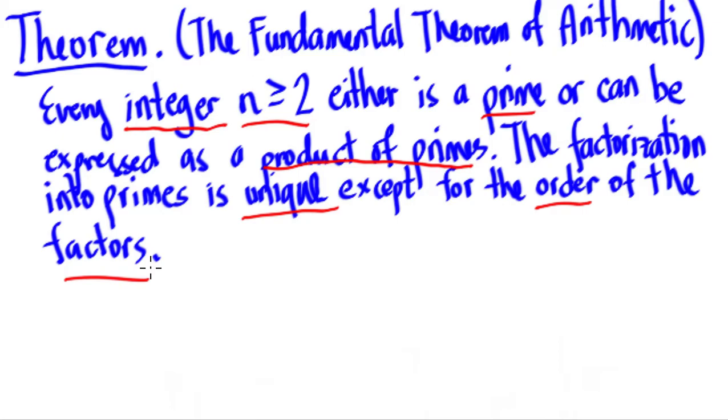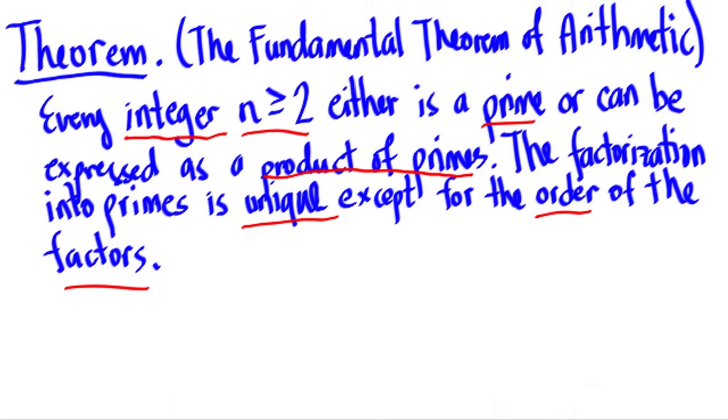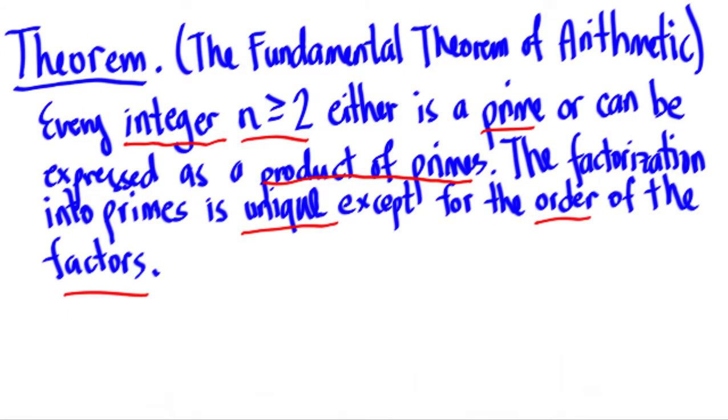So we say that 2 times 3 is equal to 3 times 2. For instance, 6 has a unique factorization. Since it's composite, it's not a prime, so it can be expressed as a product of primes: 2 times 3, which is also equal to 3 times 2. So that's what the theorem states. The next number will be 4. 4 is 2 times 2, a product of primes. 5 is a prime, so we don't need to express that as a product of primes.